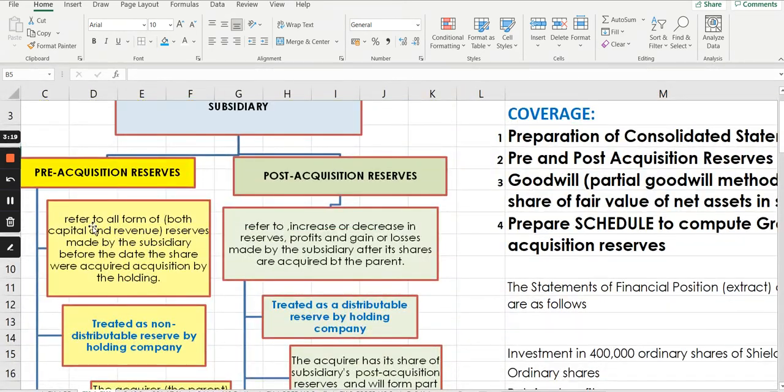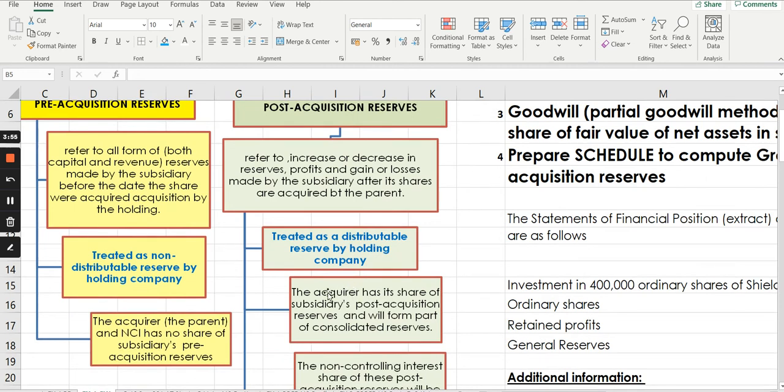Pre-acquisition reserve refers to all forms of reserve, either capital or revenue reserve, that were made by the subsidiary company before the date the shares were acquired. I will show you a diagram in a short while. Meaning whatever was there before the date the shares were acquired. The second one is post-acquisition reserve. This refers to the reserve in the subsidiary company that was made after the date the shares were acquired by the parent. We will illustrate that in a short while.